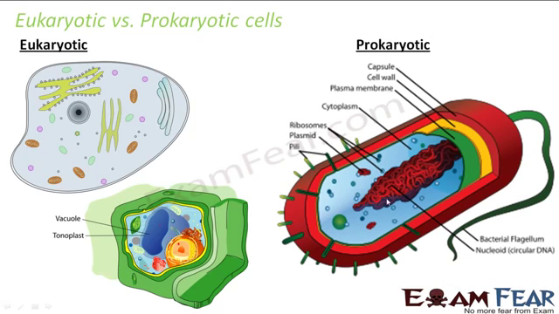Whereas in the case of a prokaryotic cell, if you look at this prokaryotic cell, do you see a specific nucleus? There is no specific nucleus. There is just one region which has nucleic acid. That means this region consists of nucleic acid.